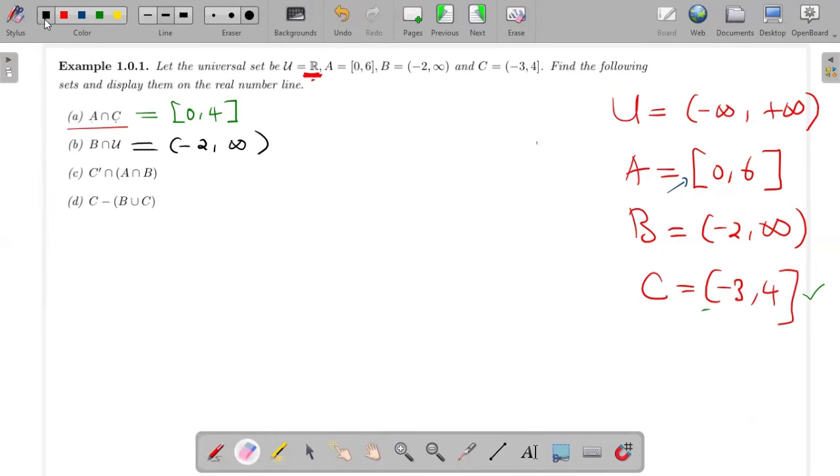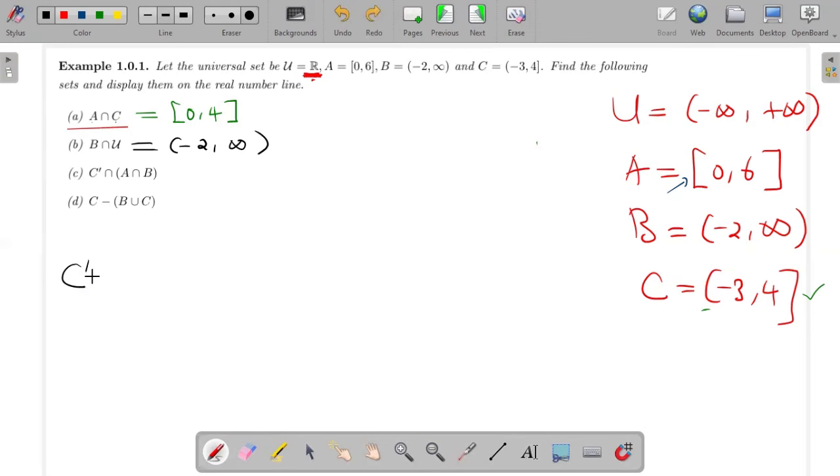So let's look at part C. Part C has been given as C, and then you can see this comma like that. It's not there for decorations. This comma means complement. Okay? And complement has a meaning.